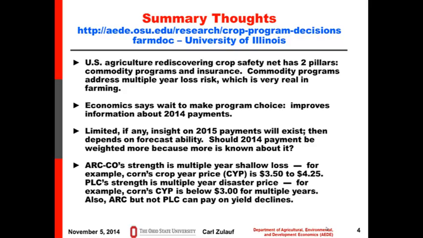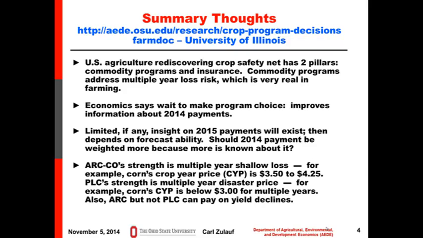ARC-CO's strength is in multiple year shallow losses. What I mean by this is if the corn crop year price stays between $3.50 and $4.50, somewhere in that range for the next 4 to 5 years, ARC-CO will make payments, and it will help you manage that multiple year shallow risk.